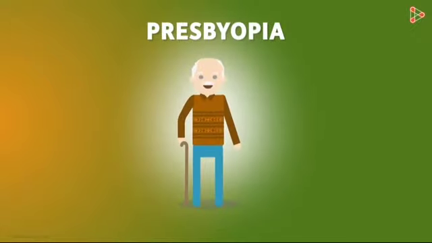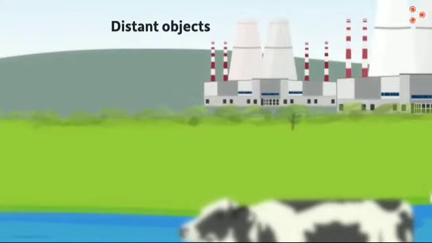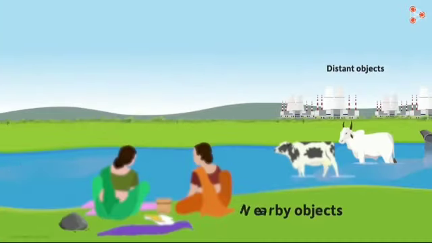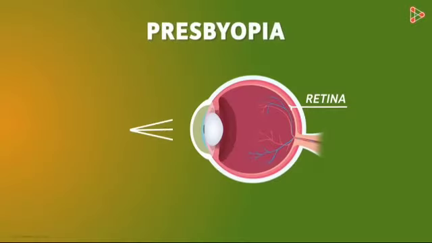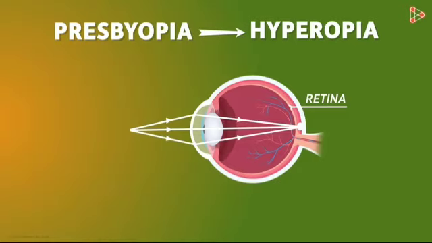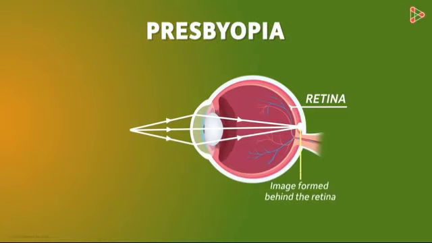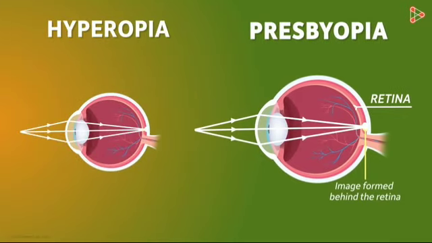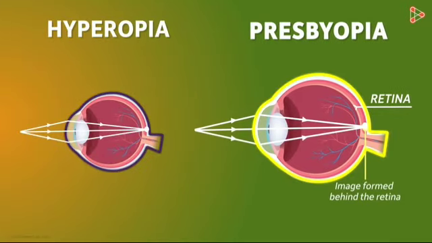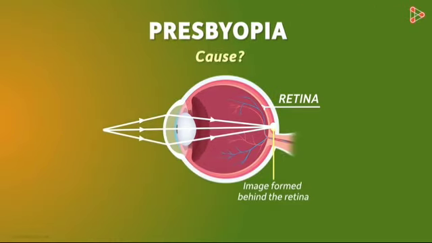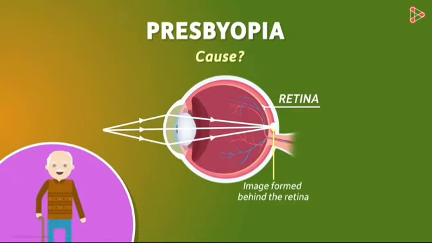The next, presbyopia. This disease comes due to aging. Ciliary muscles become weak and the eye lens becomes rigid, inflexible. Also, the eye loses its power of accommodation. Because of this, an aged person cannot see nearby objects clearly. So, it is also called old age hypermetropia.